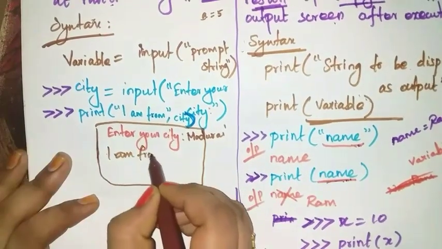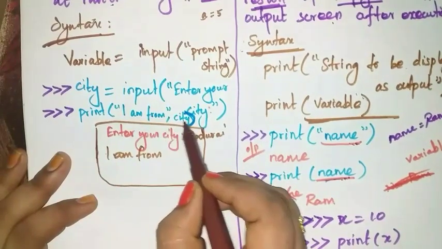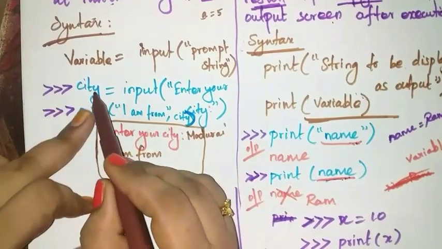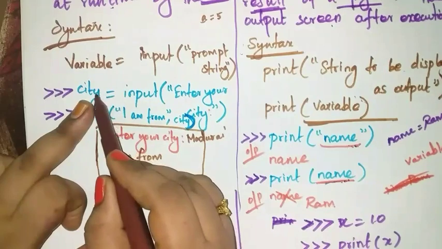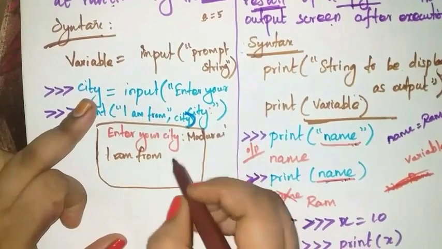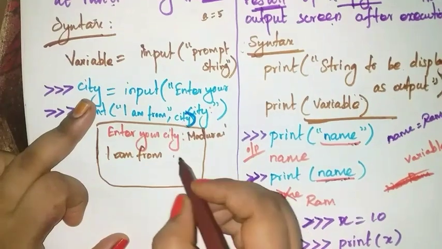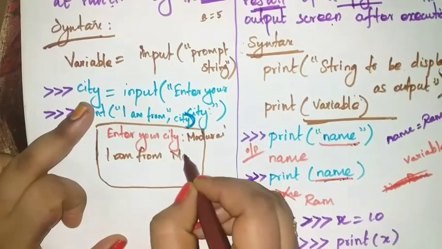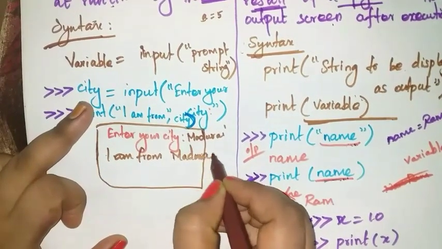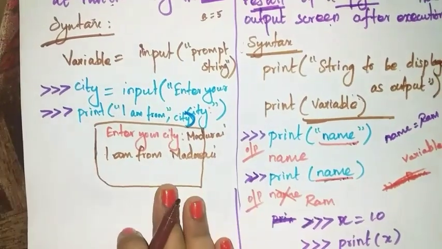I am from, and next what? City. City is a variable. What is the value of this variable? Madurai. So here it writes the value of this city variable. What is the value? Madurai. I am from Madurai. So you will get output like this.